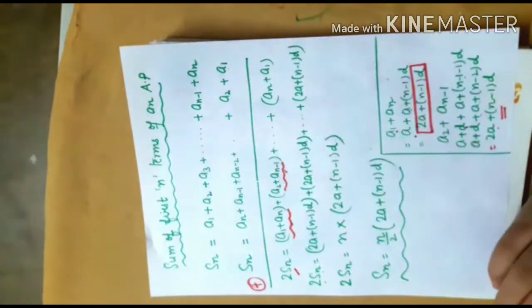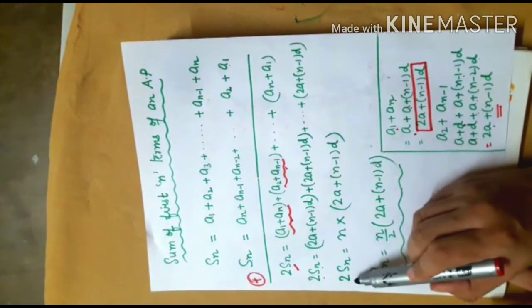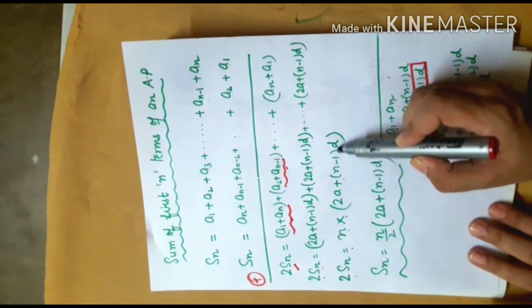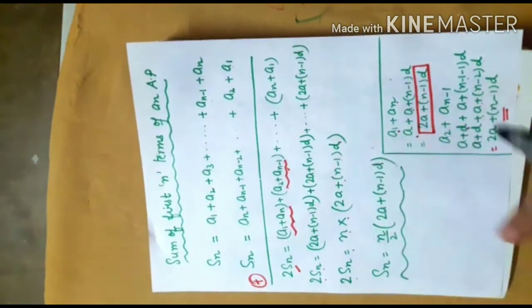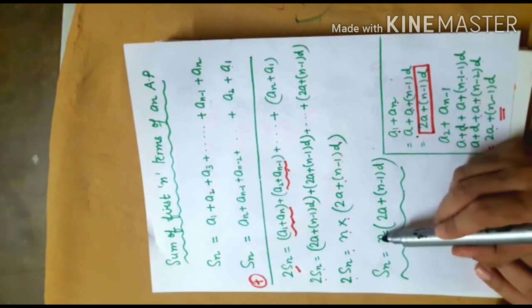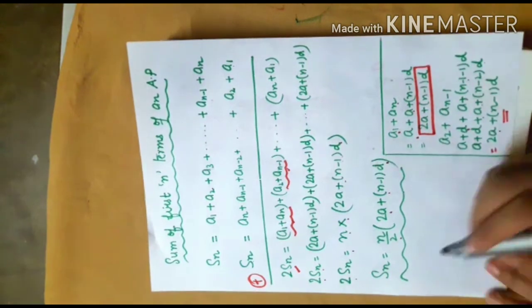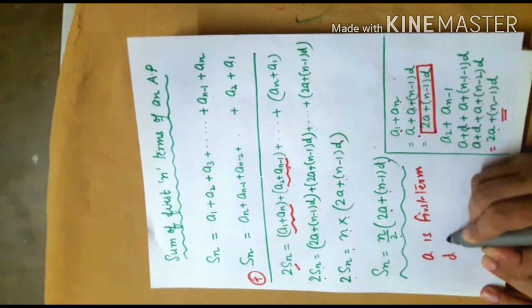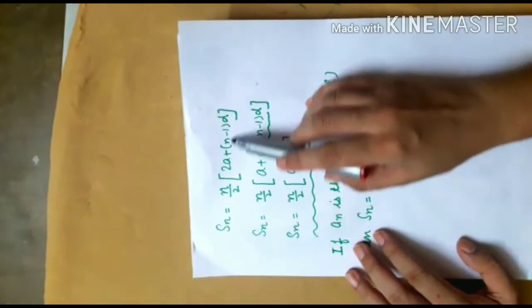Now, how many brackets will be there? There will be n brackets. So, I'll get 2Sn will be equal to n into 2a plus n minus 1 into d. The sum of all these will be equal to this. So, from here, Sn will be equal to n by 2 into 2a plus n minus 1 into d, where a is the first term, d is the common difference and n is the number of terms. So Sn is equal to this.